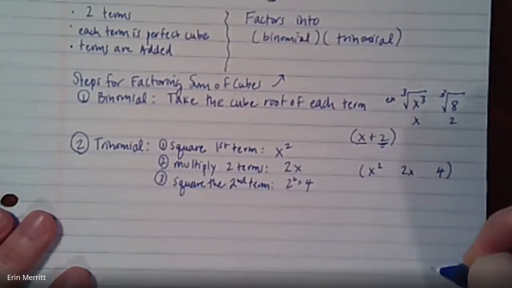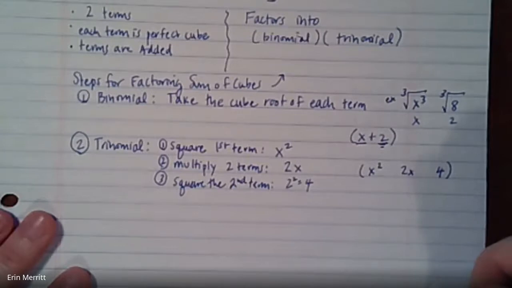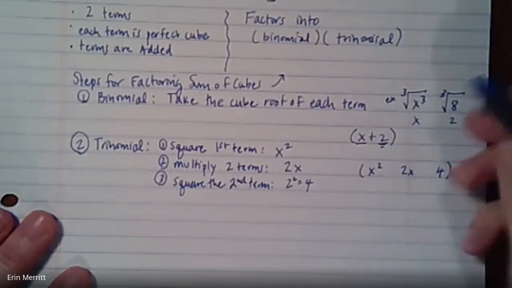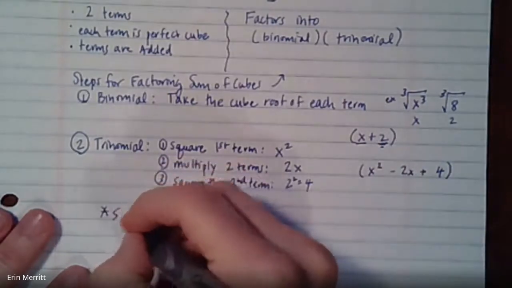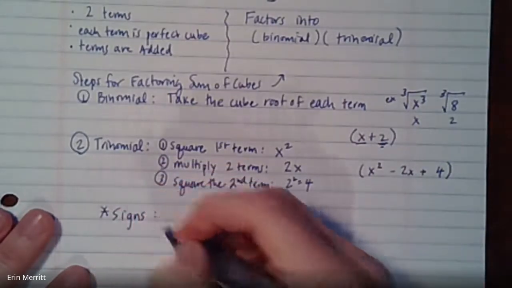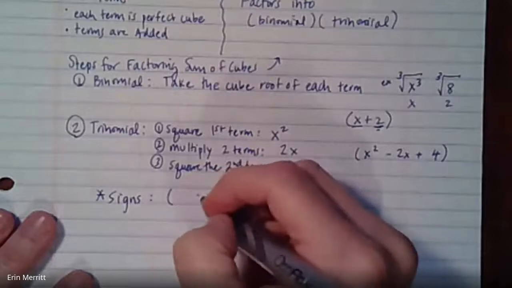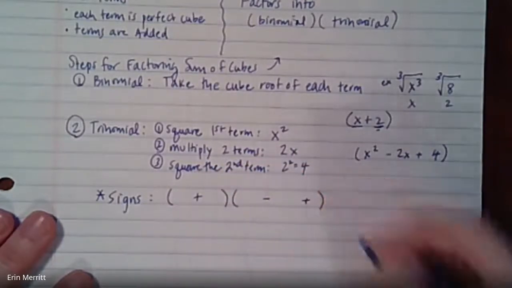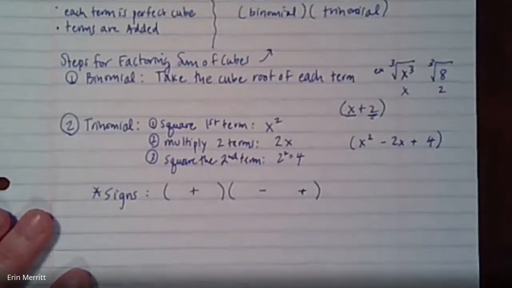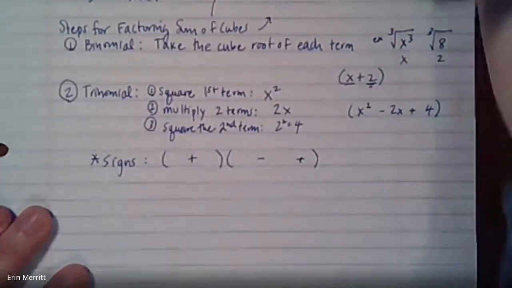Now, the only part that might not be obvious is how do you do the signs? So if you look up top, the signs were minus here and plus here. So for the signs, we can write ourselves a rule. The signs are always plus in the first parenthesis and then minus plus in the second parenthesis. So that's how it's going to line up here, right?